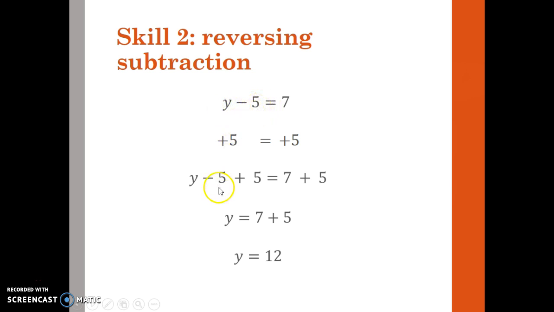So y minus 5, you add a plus 5 to that. So you end up with y minus 5 plus 5. And then you add a 5 to the 7 and it becomes 7 plus 5. Now, because we have a minus 5 and a plus 5, they cancel each other and you're left with the y. And then the other side you're left with 7 plus 5. You do 7 plus 5, you get 12. That means y is equal to 12. So that missing number turned out to be 12.